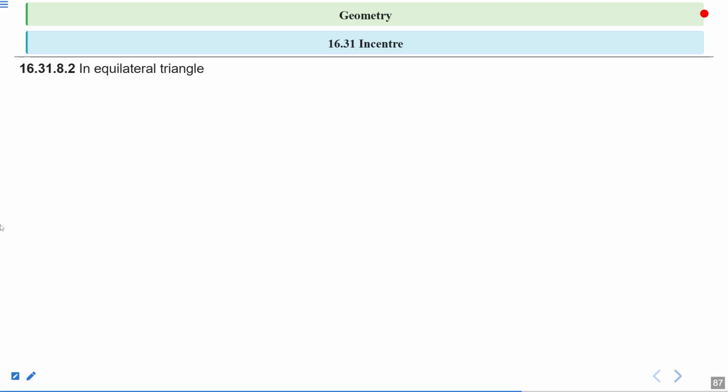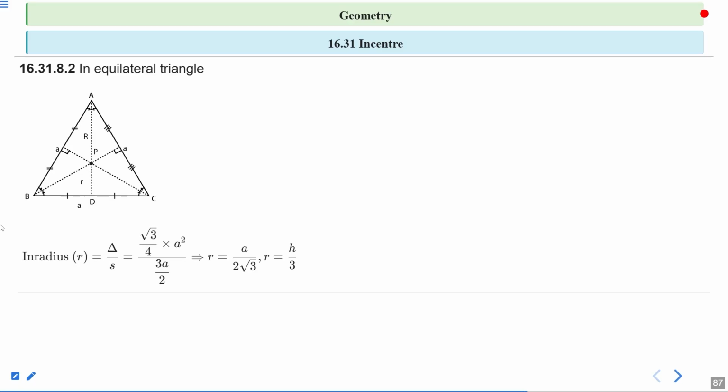In an equilateral triangle, this is the diagram. So inradius is area of the triangle upon semi perimeter, or we can say that when we use the formula root 3 by 4 multiplying by a square upon semi perimeter 3a by 2, we get r equals a upon 2 root 3, or we can say that r equals h by 3.